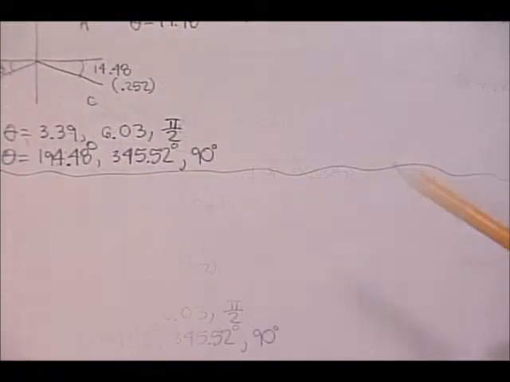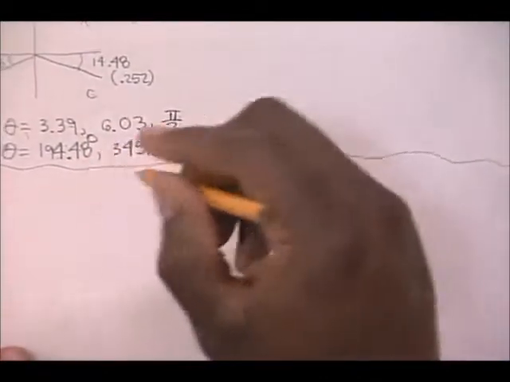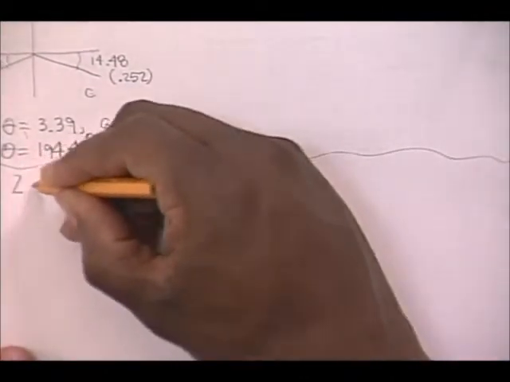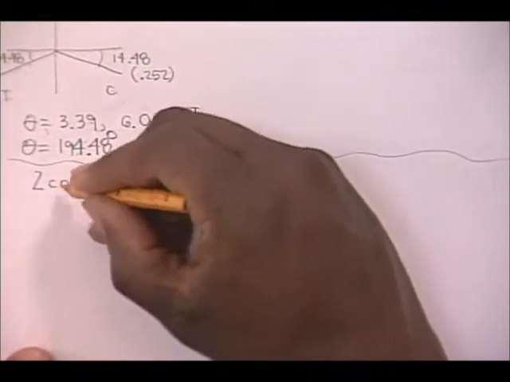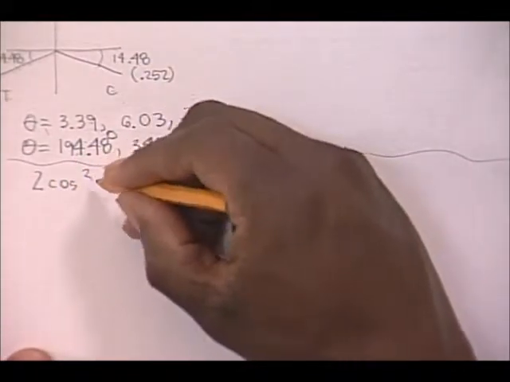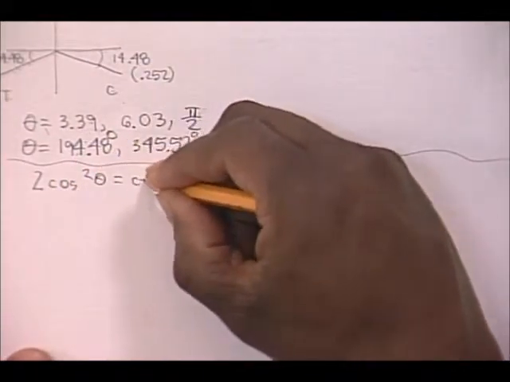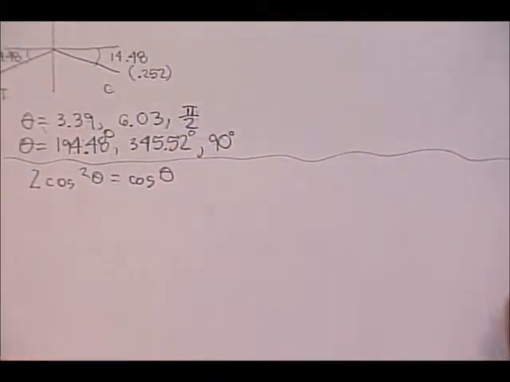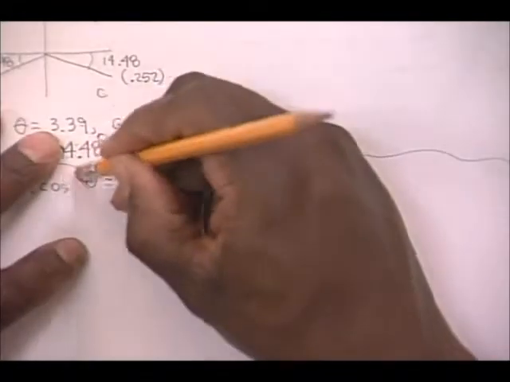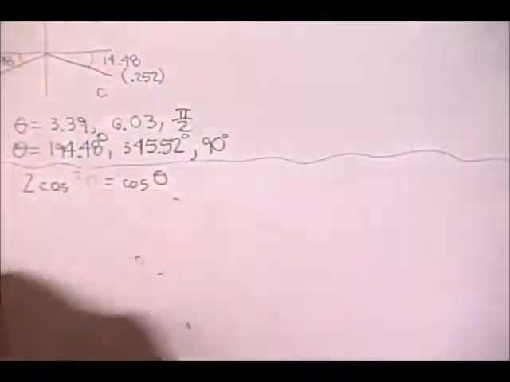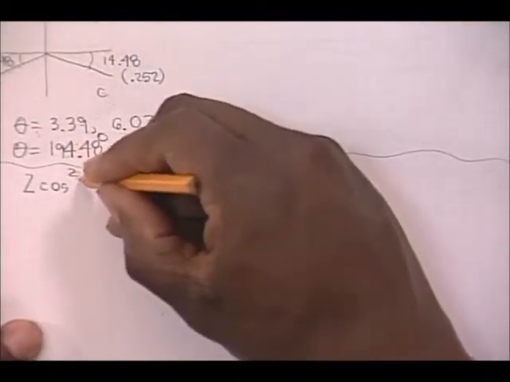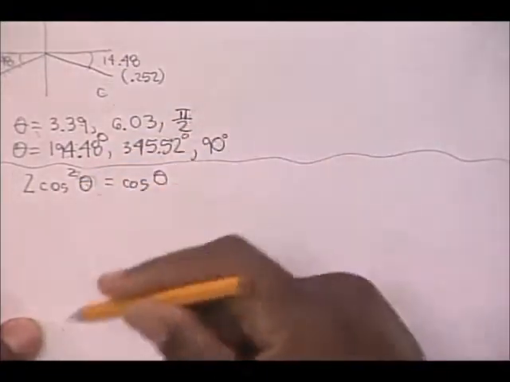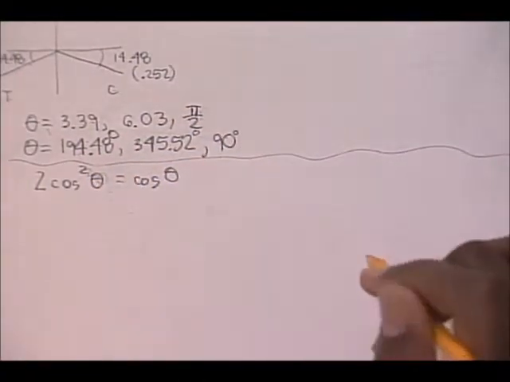All right, so here's another problem. So we got 2 cosine squared theta is equal to cosine theta. My students, unfortunately, were having some challenges solving this problem. Let me make it a little bit neater. 2 cosine squared theta is equal to cosine theta. All right, so they had some challenges with that.